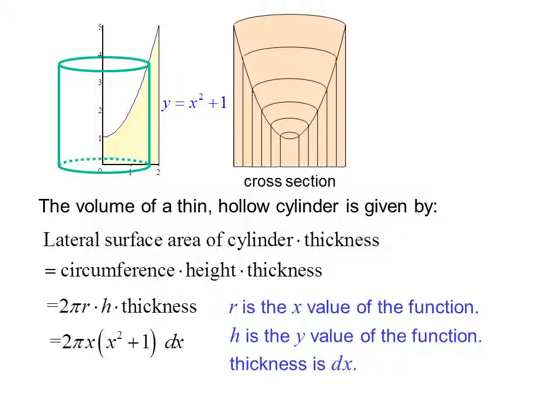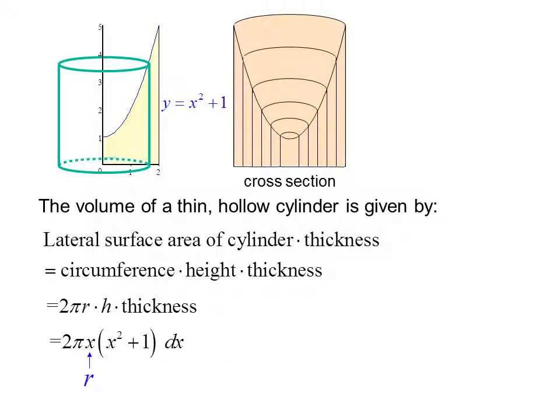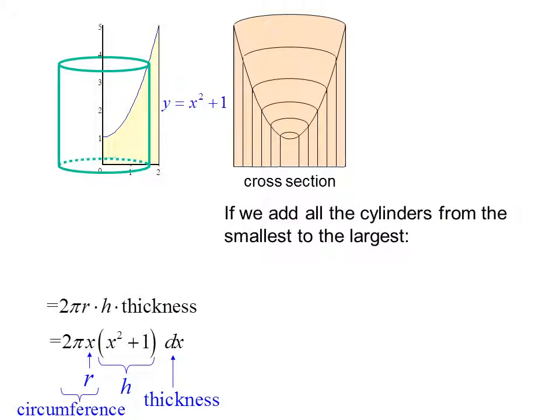Giving us 2 pi x times x squared plus 1 dx, where x is r, 2 pi x is the circumference, x squared plus 1 is h, and dx is the thickness. If we add all the cylinders from the smallest to the largest, we have the integral from 0 to 2 of 2 pi x times x squared plus 1 dx.